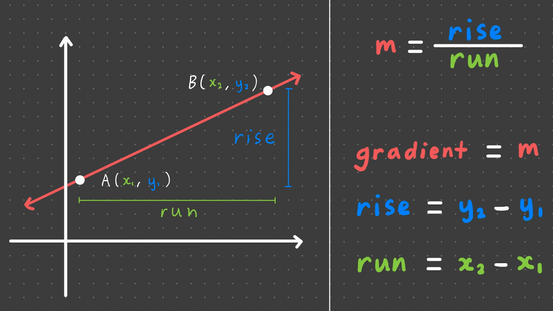There you go. All it takes to find the gradient of a line through 2 points is to remember rise over run. In a future video, we will learn how to find the x and y intercepts of a linear equation before we find its equation in the form of y equals mx plus c.